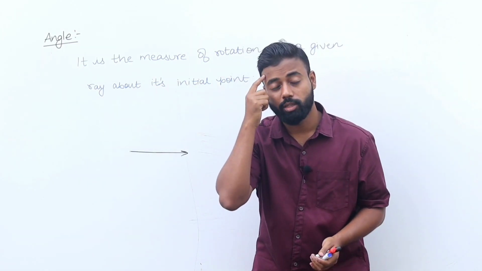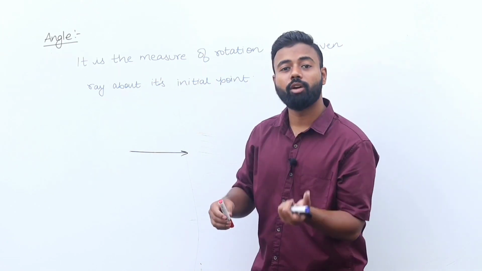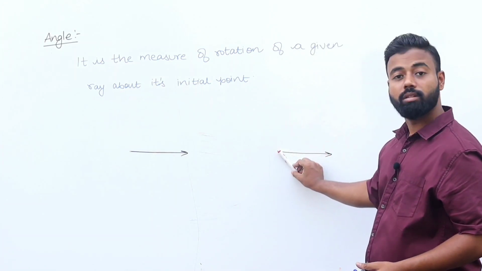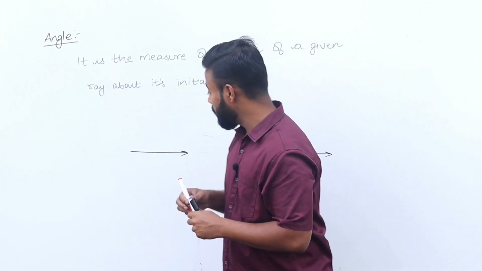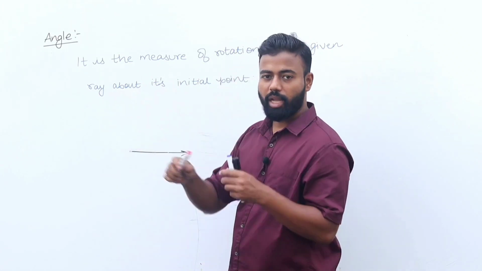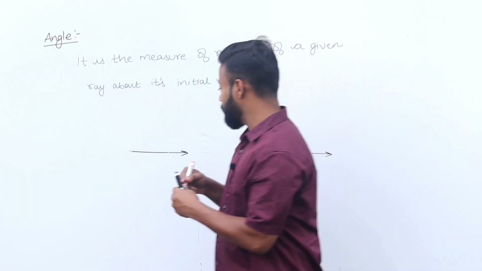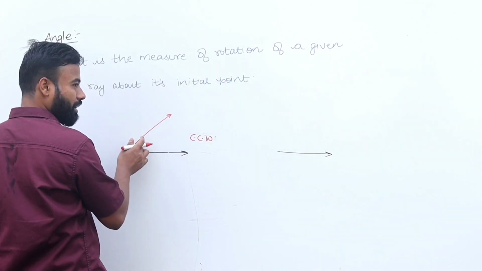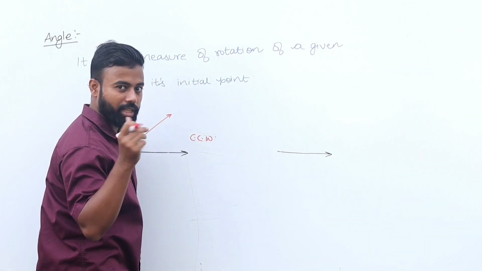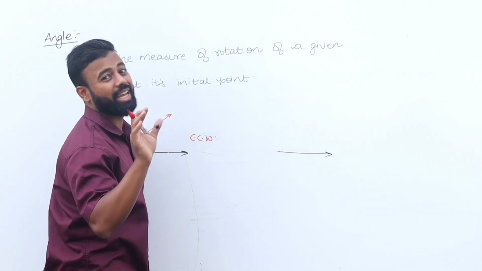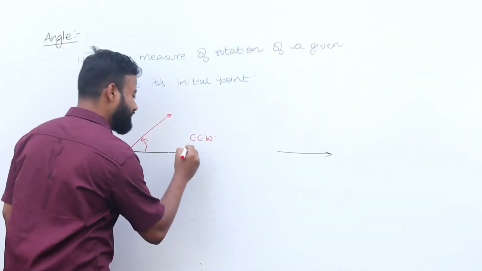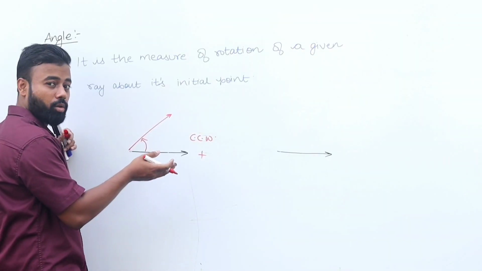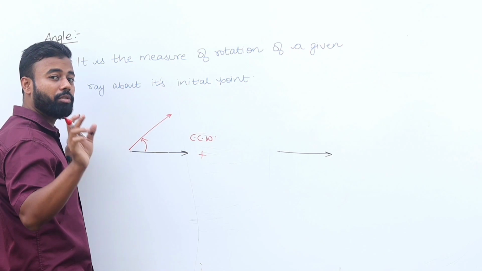Now the question arises in the student's mind that there are two possibilities of rotation. Either the ray can rotate like this, or the ray can rotate like this. If the ray is rotating anti-clockwise, also called counterclockwise, then the angle that we get will be positive, like plus 30, plus 60, plus 90, plus 80. Whatever rotation happens in the counterclockwise direction, the angle will be denoted with a positive sign.